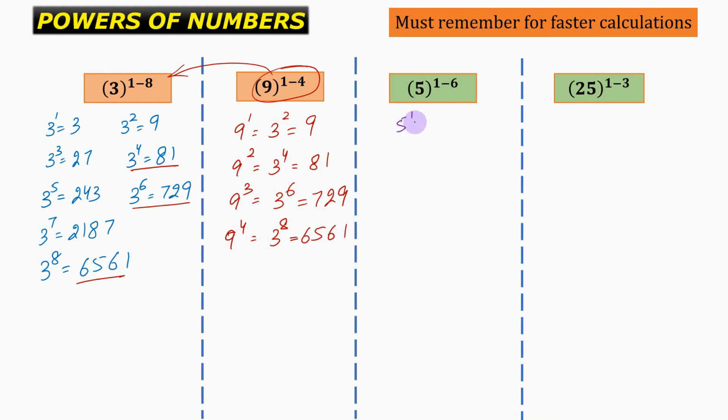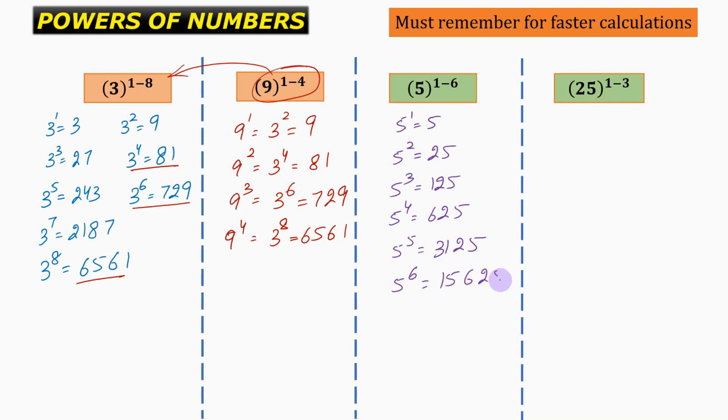Next, powers of 5. So we have 5 to the power 1 equal to 5, 5 to the power 2 is equal to 25, 5 to the power 3 is equal to 125, 5 to the power 4 is equal to 625, 5 to the power 5 is equal to 3125, and 5 to the power 6 is equal to 15625.